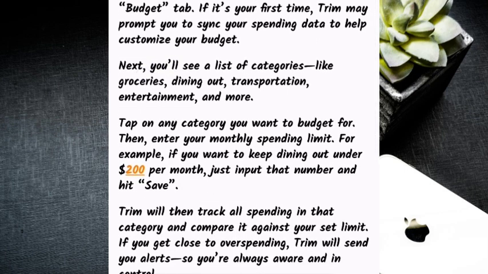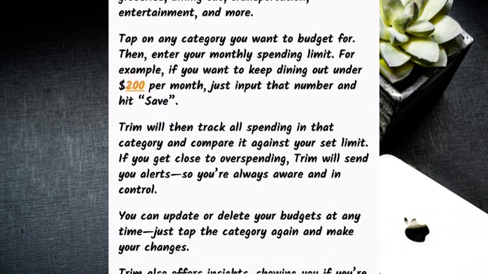Just tap on any categories that you want to budget for, and then enter your monthly spending limits. For example, if you want to keep dining out under $200 per month, just input that number and hit save. Trim will then track all spendings in that category and compare it against your set limit. If you get close to overspending, Trim will send you alerts so you're always aware and in control.